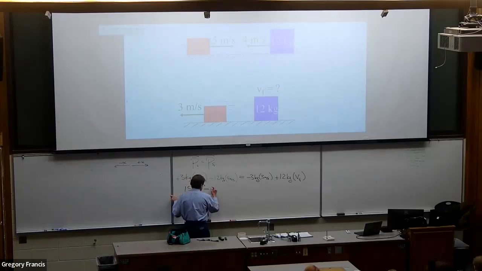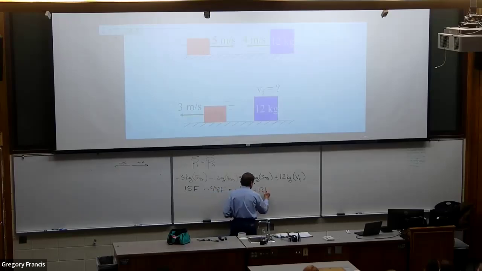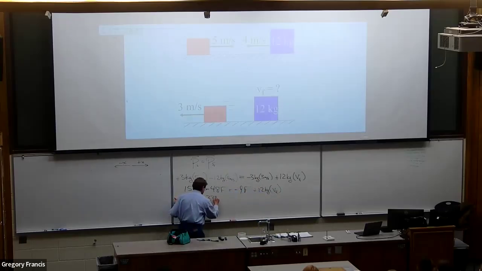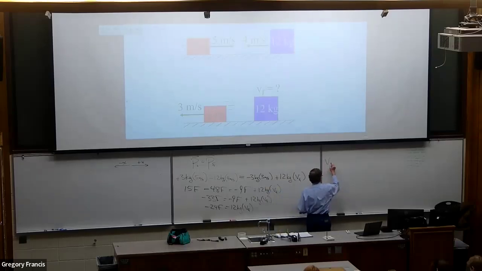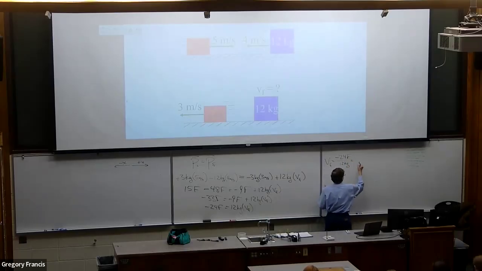And so here I've got negative 48 Franci, and this is going to be negative 9 Franci plus 12 kilograms V final. Well, this is going to give me negative 33 Franci is equal to negative 9 Franci plus 12 kilograms V final. When I bring the negative 9 over, it becomes a positive 9. This becomes negative 24 Franci is equal to 12 kilogram V final. Well, that's going to give me V final is equal to negative 24 Franci over 12 kilograms. And that's going to be either minus 2 meters per second or 2 meters per second left.